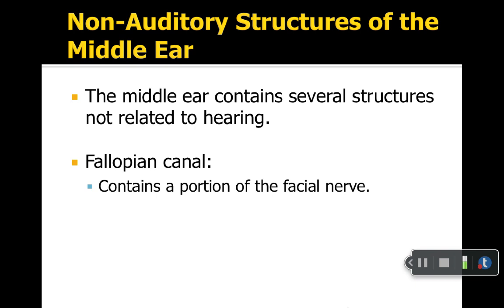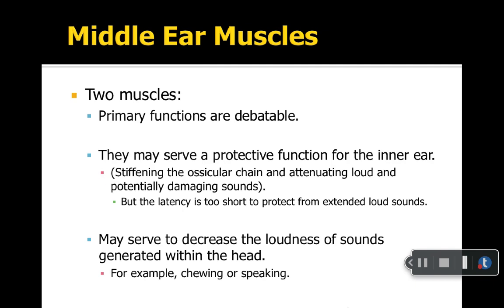There are some non-auditory structures of the middle ear that don't really relate to hearing. You have the fallopian canal, so a portion of the facial nerve runs through the middle ear. You also have two very, very tiny muscles in the middle ear, and their function is still debatable, but we have a good idea what they do at this point. So they might serve as the protective function for the inner ear, stiffening the ossicular chain and attenuating loud sounds and potentially damaging sounds. But they're reflexes, so they're short.